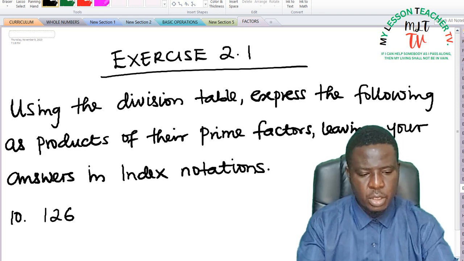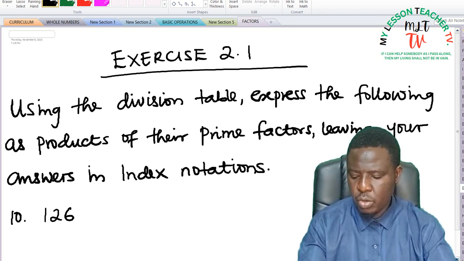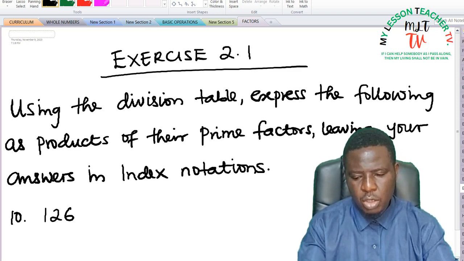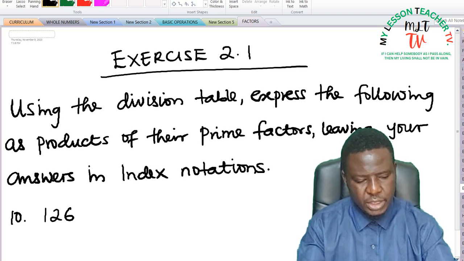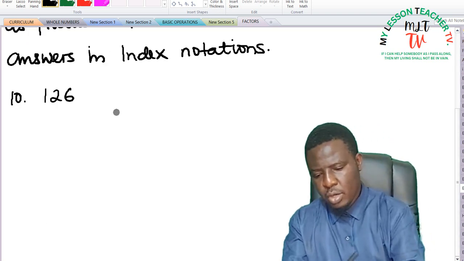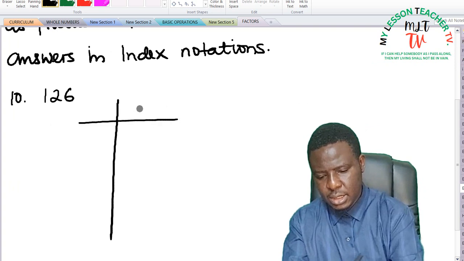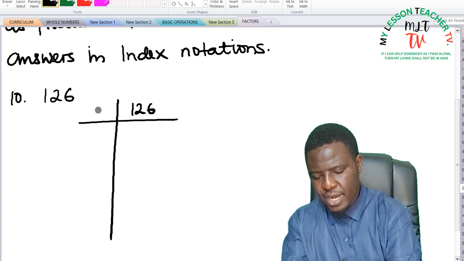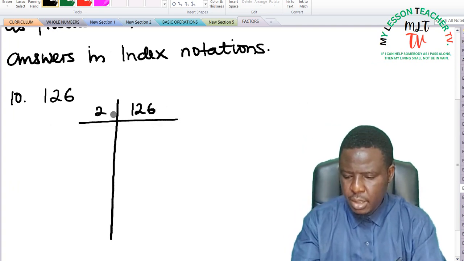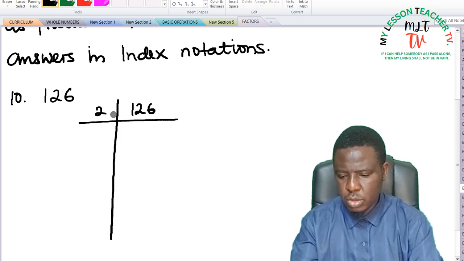Question 10. We are asked to express 126 as a product of its prime factors using the division table. 126 can be divided repeatedly by its prime factors.